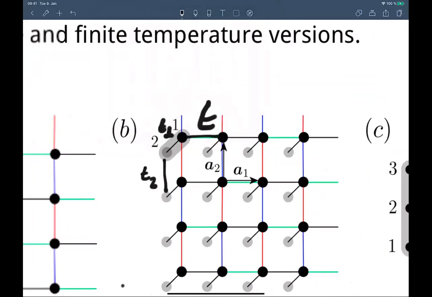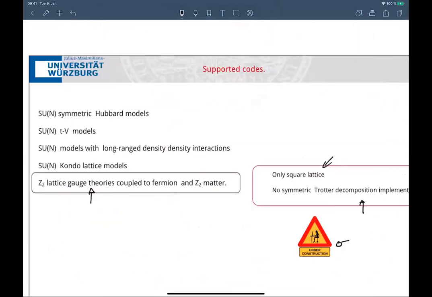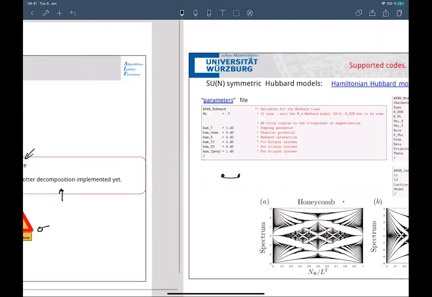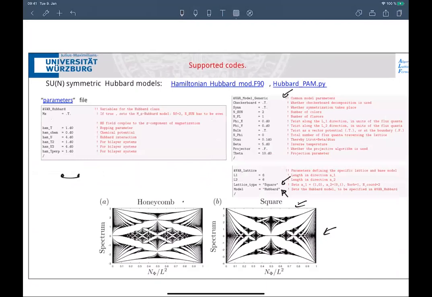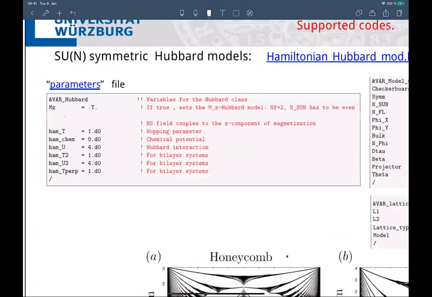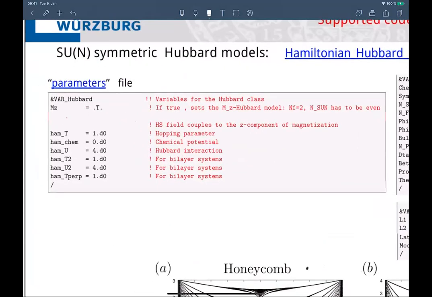In the predefined models, we always have a C4 symmetry. So we haven't broken the C4 symmetry. You can do that. And then you have a U and a U2, and then a chemical potential, which is there everywhere. So you find all these parameters which you have to specify in this specific list for the Hubbard model here. They are ham T, ham chem, ham U, ham U2 for the second layer, the T perp between the two layers, and the U on the first layer.